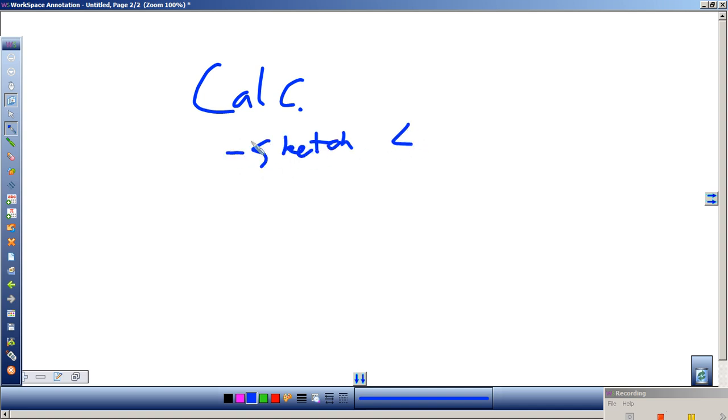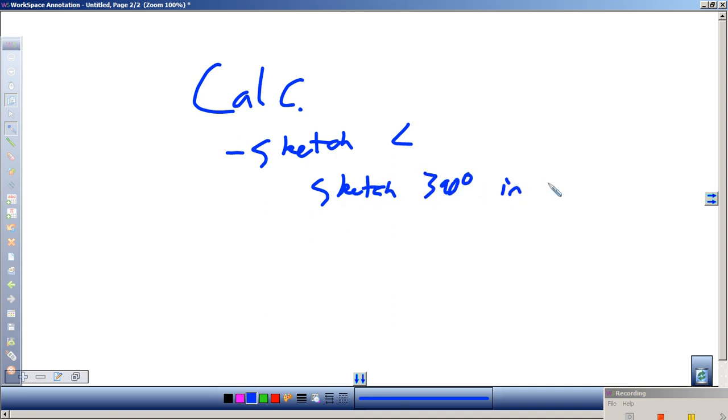Sketch an angle in standard position. So if I told you, sketch for me a 390 degree angle in standard position. Yeah, so what does it mean to do that? Isn't that just a 30-degree angle with one circle? Okay, so a 30 degree angle, because it's 30 degrees more, but because it's 390, we're going all the way around once.